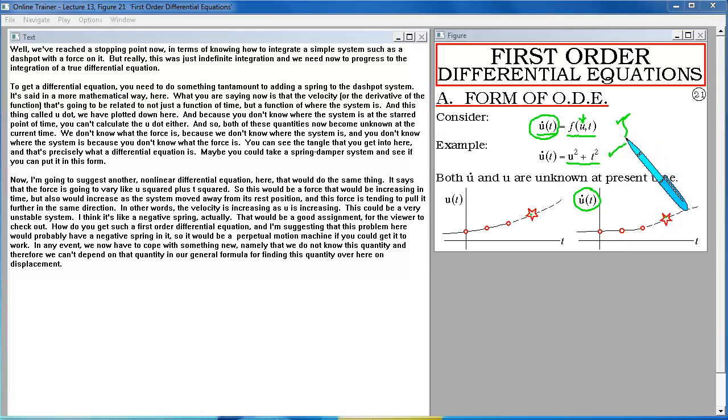How do you get such a first-order differential equation? And I'm suggesting that this problem here would probably have a negative spring in it, so it would be a perpetual motion machine if you could get it to work. In any event, we now have to cope with something new, namely that we do not know this quantity, and therefore we can't depend on that quantity in our general formula for finding this quantity over here on displacement.